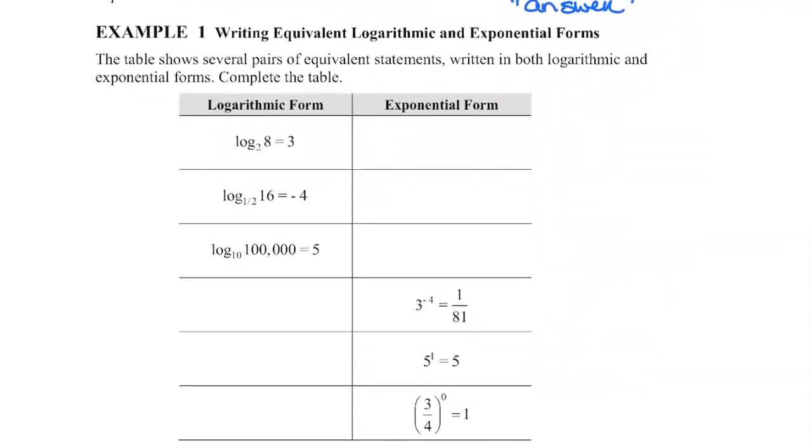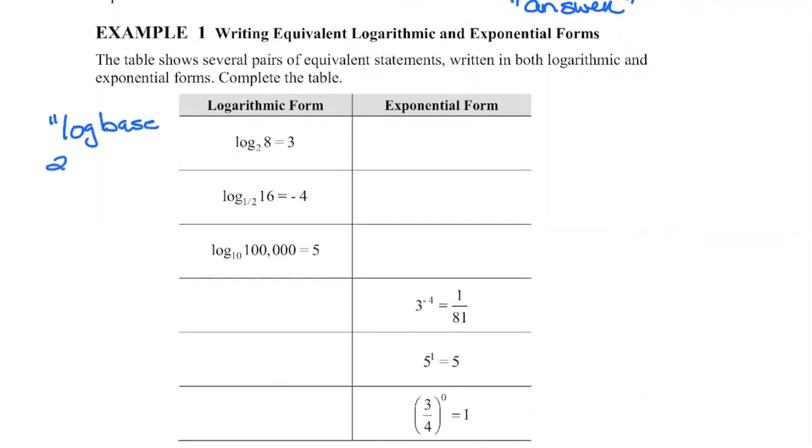Exercise 1, example 1 says go back and forth. Let's practice reading these and let's practice rewriting these. So to say this, you would say log with a base 2 of 8 is 3. So that's how you're going to go ahead and read it. Log base 2 of 8 is 3. Okay. You're going to read the next one. Log base 1/2 of 16 is, that's your equal sign, -4. Log base 10 of 100,000 is 5. So get used to hearing it. Get used to saying it. So in these first three, they're all written in log form.